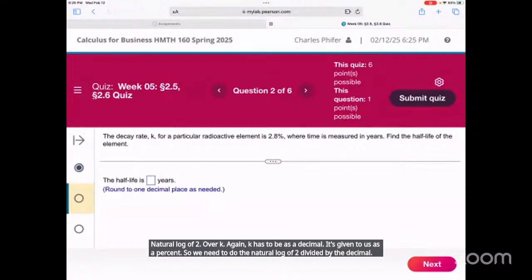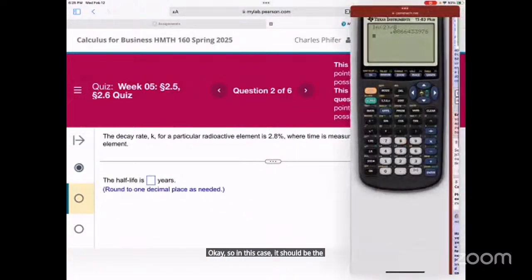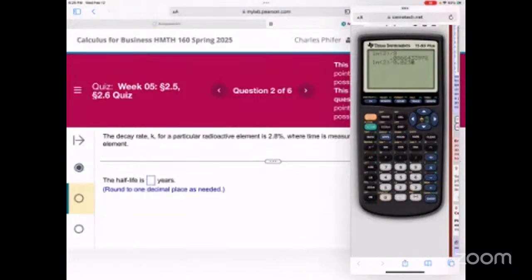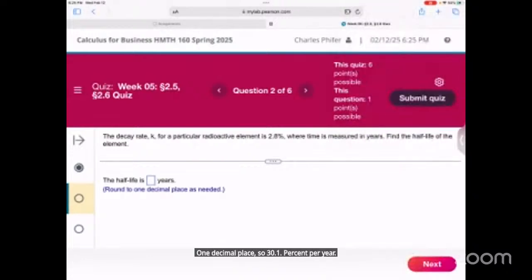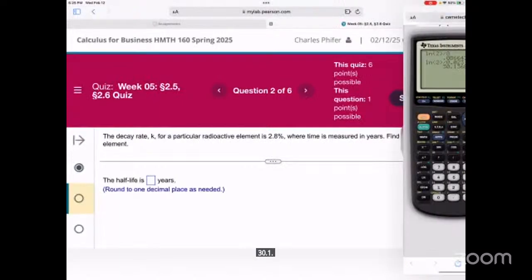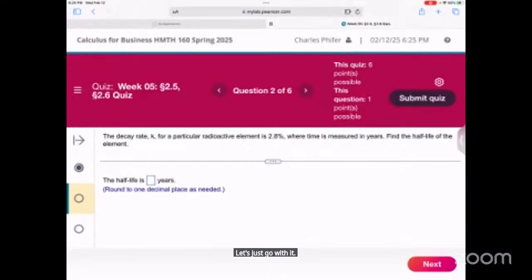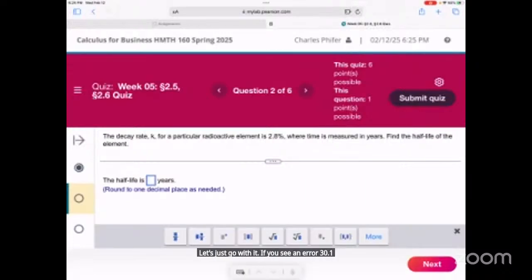Okay. So in this case, it should be the natural log of 2 divided by 0.028. One decimal place. So 30.1% per year. 30.1. Let's just go with it. If you see an error, 30.1, just stop me. All right, let's keep going, see what else we got.